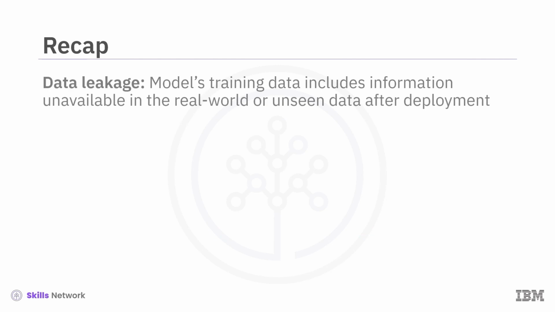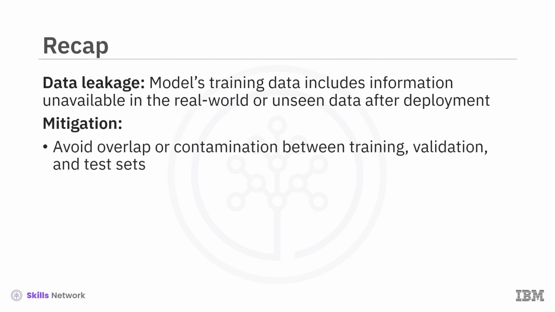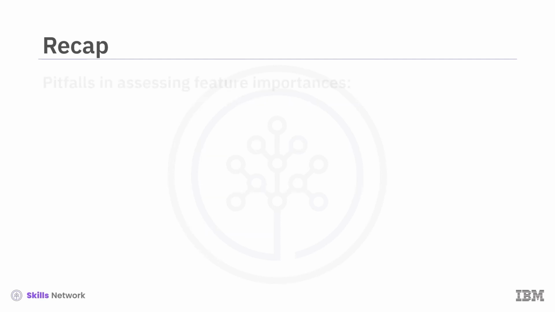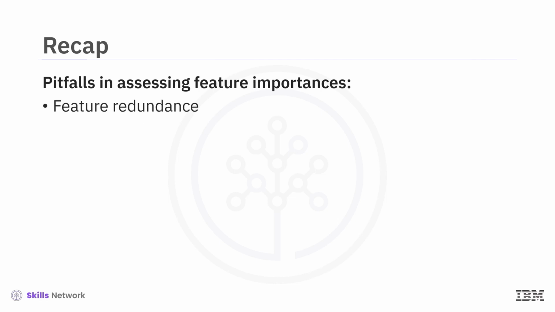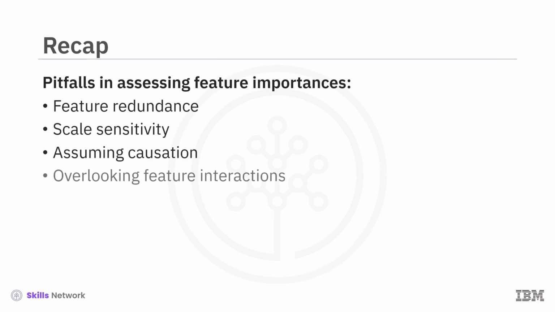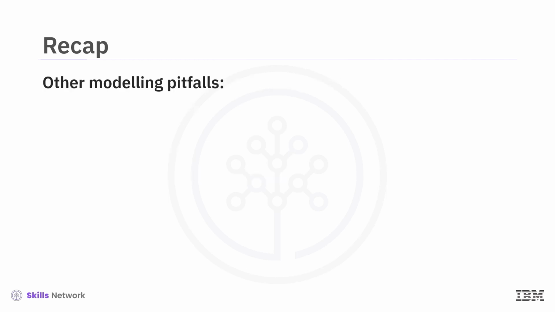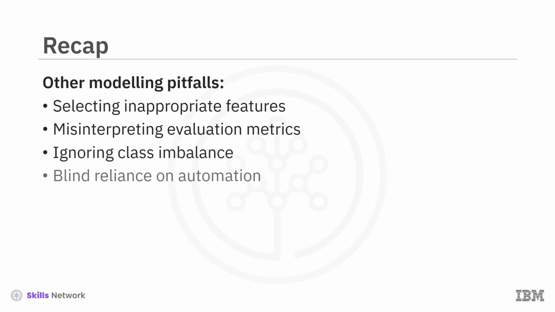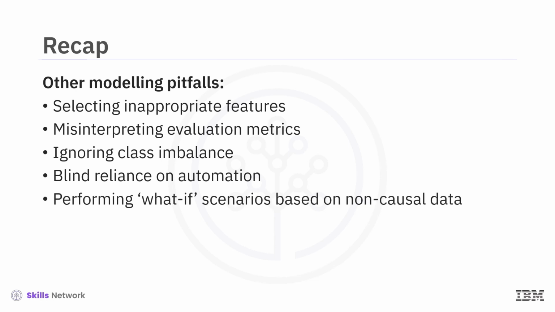In this video, you learned that data leakage occurs when your model's training data includes information that would not be available in the real world or unseen data after deployment. You can mitigate data leakage by avoiding overlap or contamination between training, validation, and test sets, ensuring training features are available for real-world deployment, using cross-validation carefully, and hyperparameter tuning. Some common pitfalls in assessing feature importances provided by a trained machine learning model are feature redundancy, scale sensitivity, assuming causation, and overlooking feature interactions. Other modeling pitfalls include selecting inappropriate features, misinterpreting evaluation metrics, ignoring class imbalance, blind reliance on automation, and performing what-if scenarios based on non-causal data.